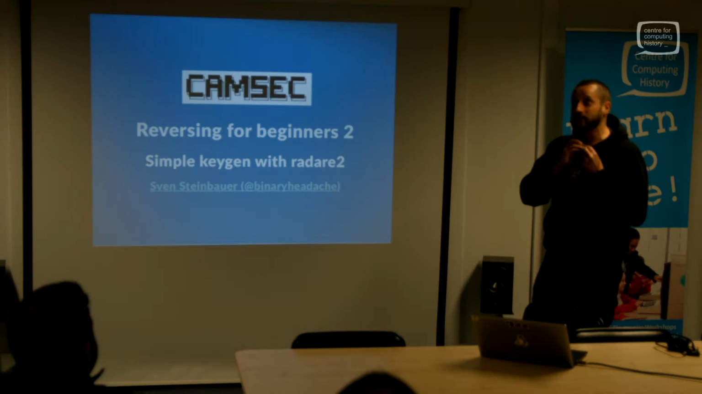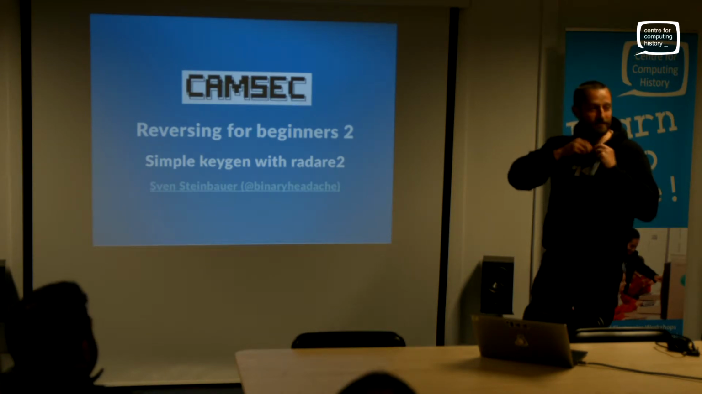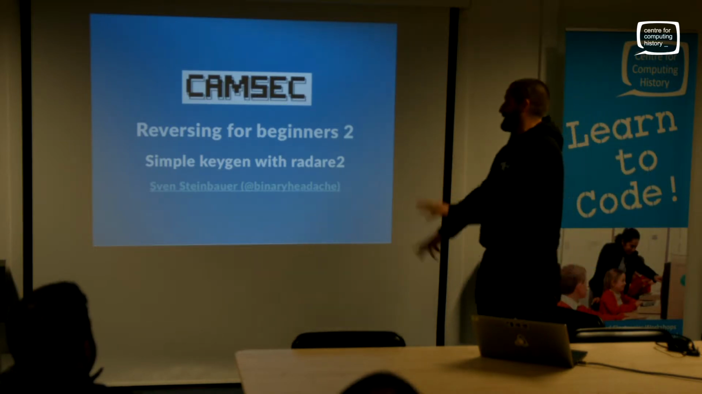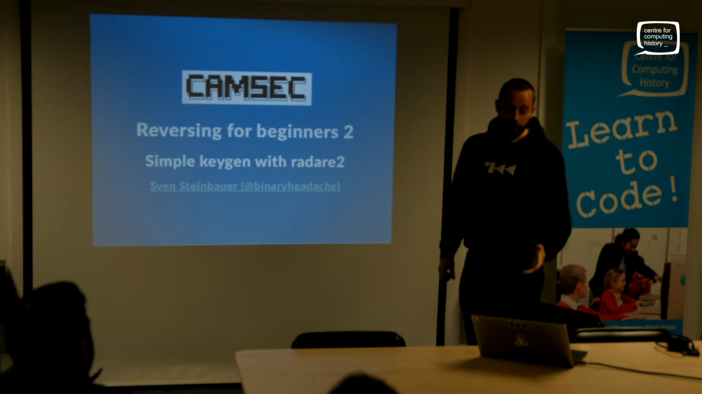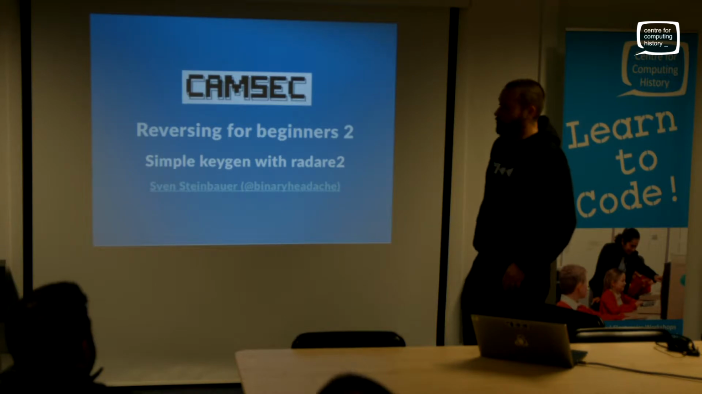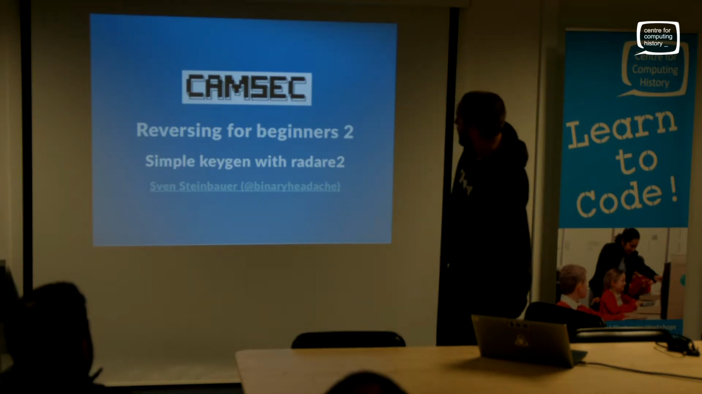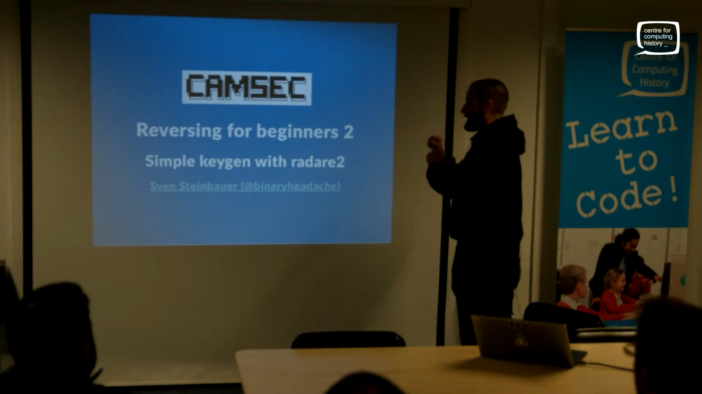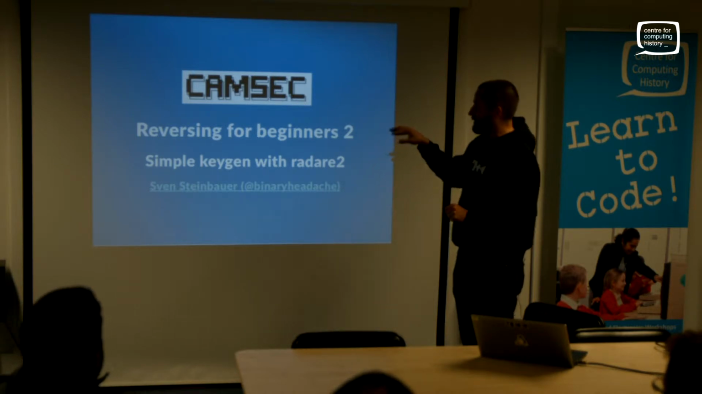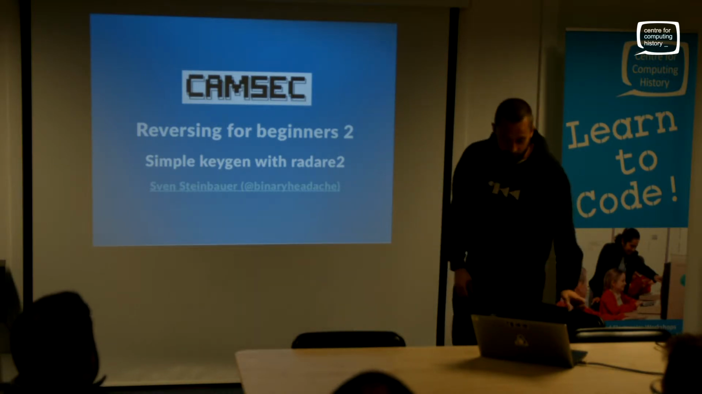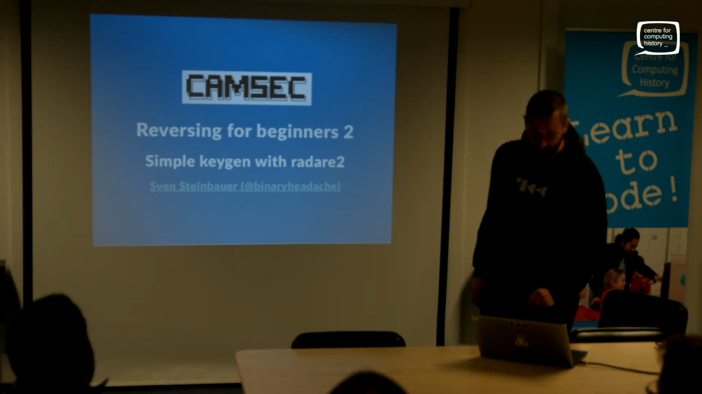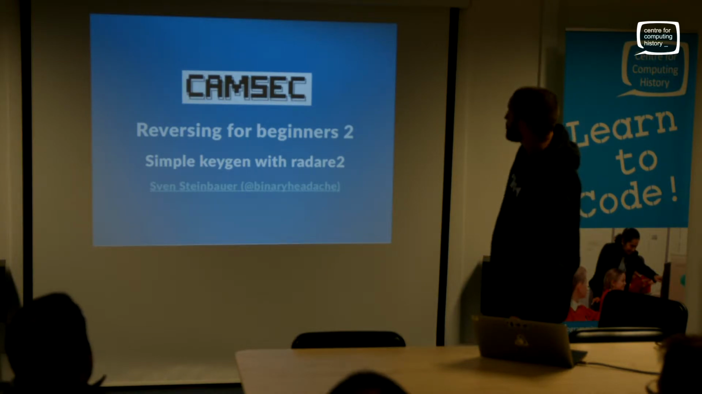So I did a talk a small eternity ago about reverse engineering for beginners, which basically went over your basic assembly, opcodes and instructions, and how to identify certain code constructs, call types, and all sorts of things like that. So this is now the second part, where we're going to take what we have now forgotten and try and keygen a simple keygen file, which I got from crackmes.de, using Radare2, which is a free reverse engineering framework, or open source, I should say.